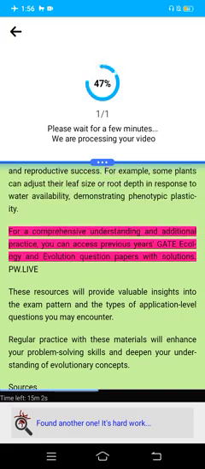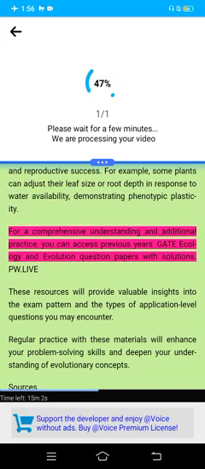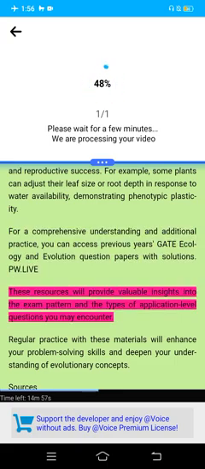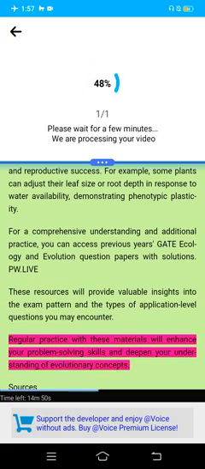For a comprehensive understanding and additional practice, you can access previous year's GATE Ecology and Evolution question papers with solutions. PW Live. These resources will provide valuable insights into the exam pattern and the types of application-level questions you may encounter. Regular practice with these materials will enhance your problem-solving skills and deepen your understanding of evolutionary concepts.